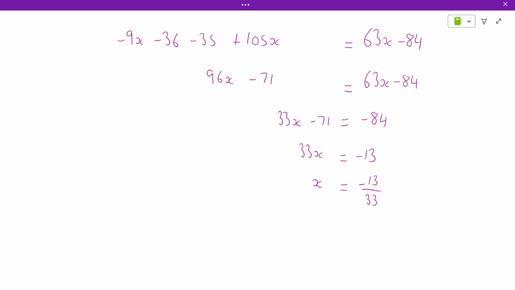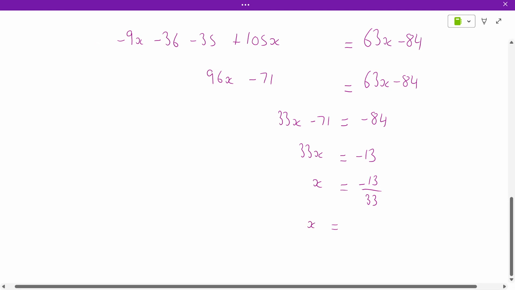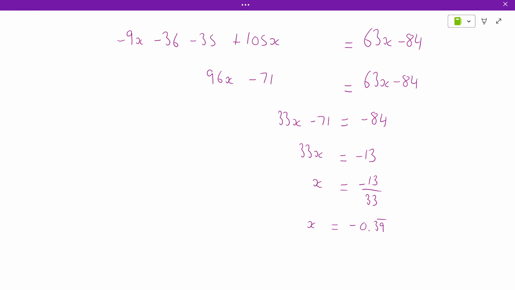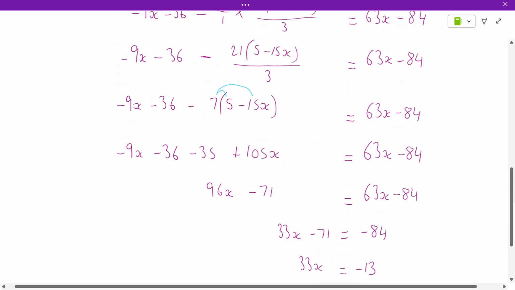Negative 13 divided by 33. And let me just have a quick check. Negative 13 divided by 33. It's negative 0.393939. So you could write it as x equals negative 0.39 recurring, or you could keep it as the fraction, either or.